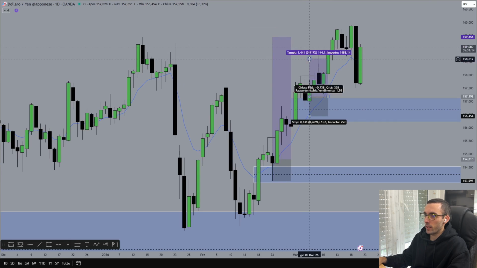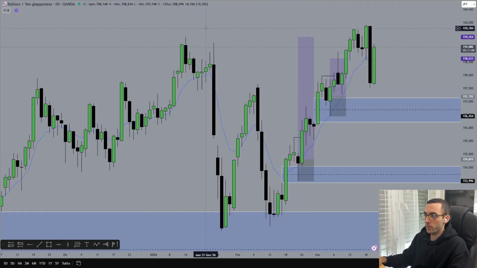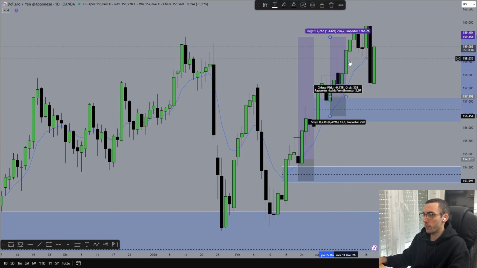And for the second trade, honestly, I would only aim for this target because it was a higher time frame target. So I would expect a retracement after this level. So at the end of the day, it would be like a 3R trade.